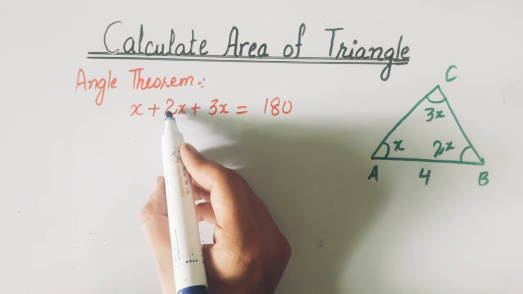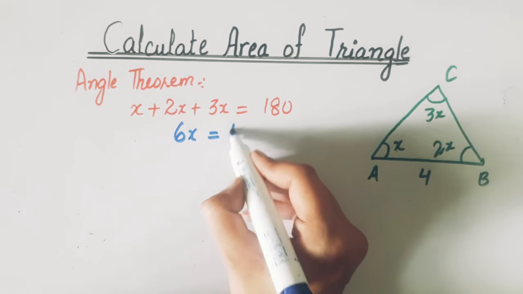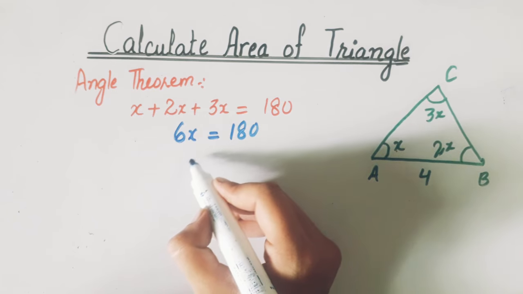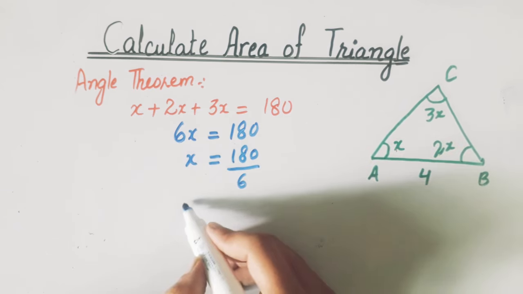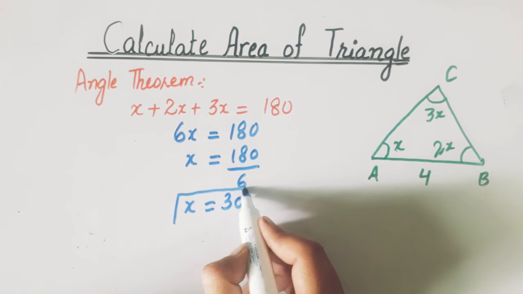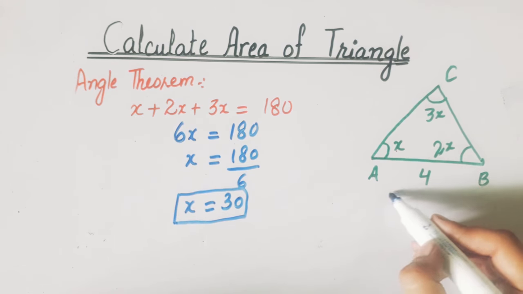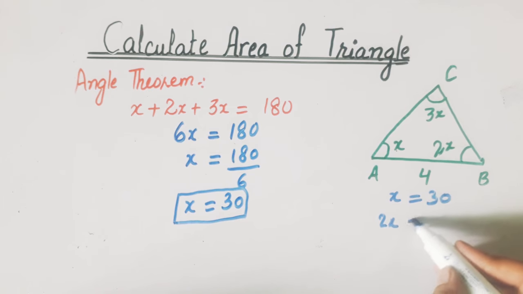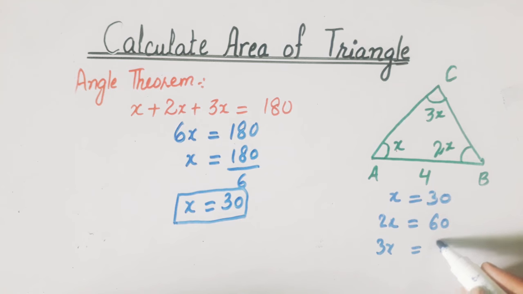1 plus 2 is 3, 3 plus 3 is 6. So 6x equals 180. Here 6 is multiplied, so it will be divided. So x equals 180 divided by 6, x equals 30. So we get the value of x, that is 30 degrees. So x equals 30, then 2x equals 60 degrees and 3x equals 90 degrees.